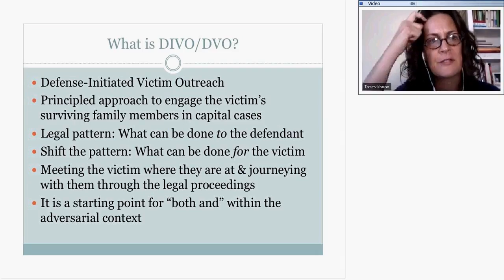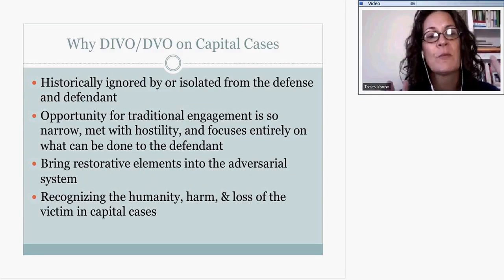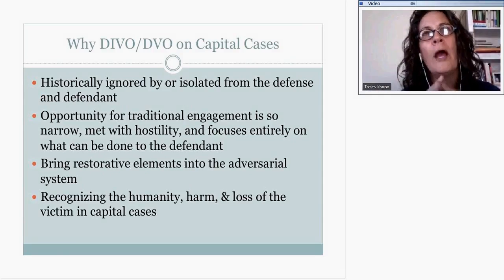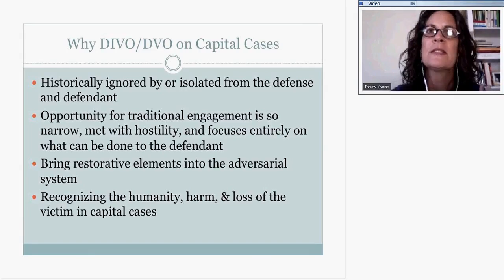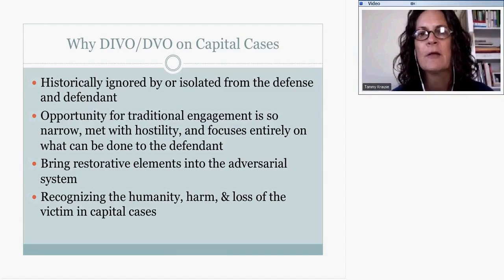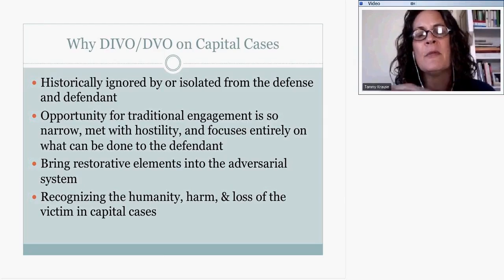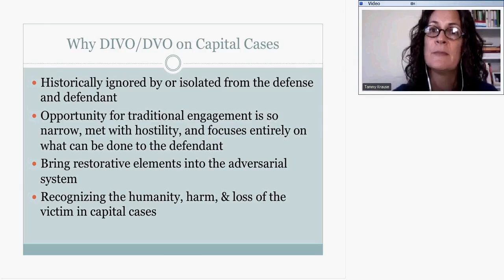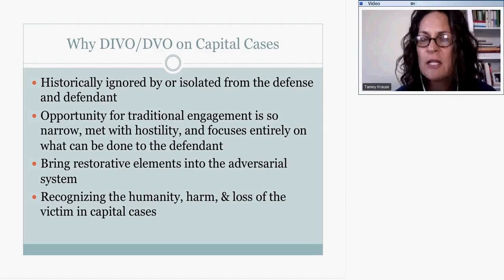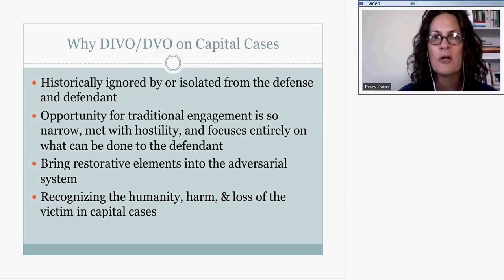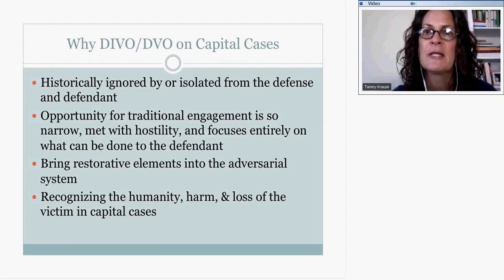And then, so why do we do DIVO on capital cases? There's often a reason of asking people, oh, is this really just then about the death penalty, or it's just trying to get the victims against the death penalty, and it's not that. It has never been just that. That might be the motivation from defense attorneys at the beginning, but I think they begin to see the benefits to their work, to their clients, to the entire trial that they're doing, and I think that their perceptions change about the importance of this work.